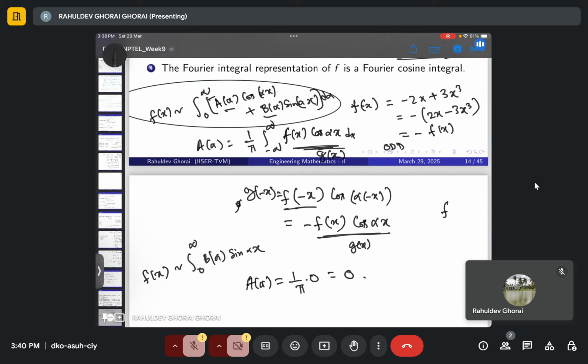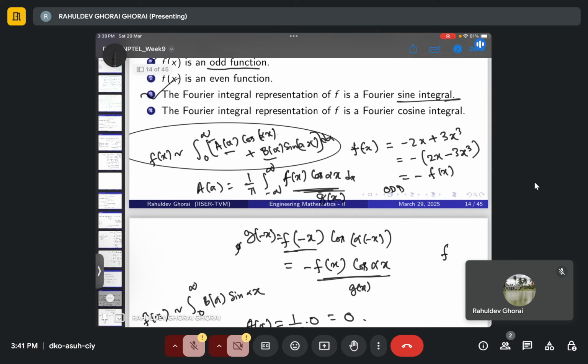Is it okay? It should be okay. It's easy, but a nice observation you can have: any odd function will have a Fourier sine integral only, because the coefficient of the cosine integral part will vanish.